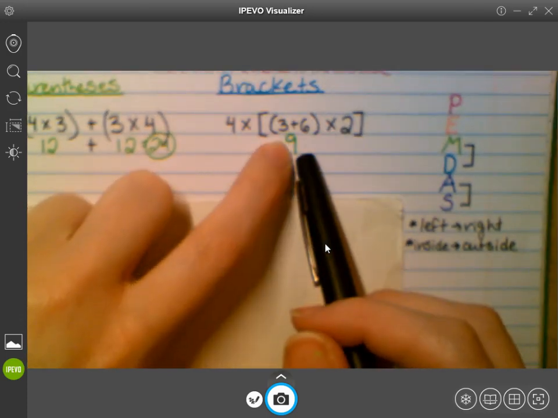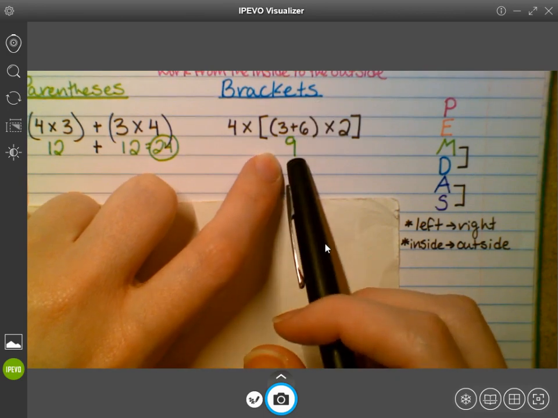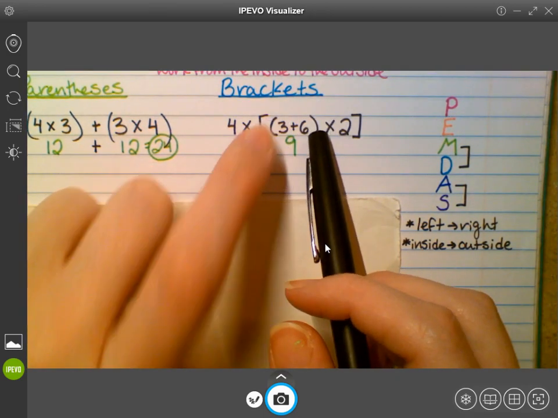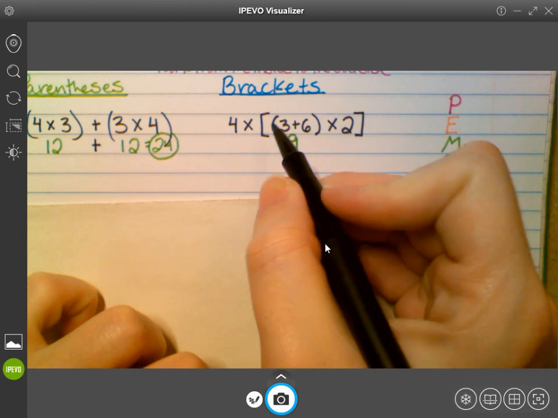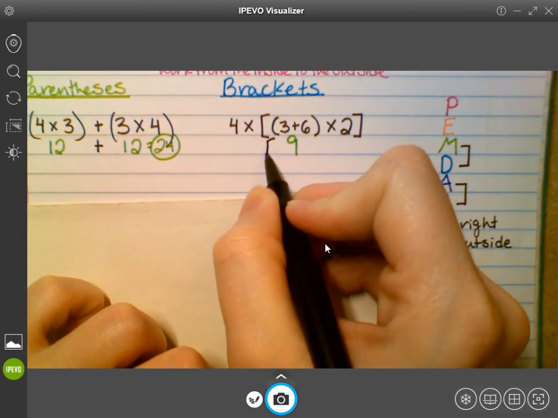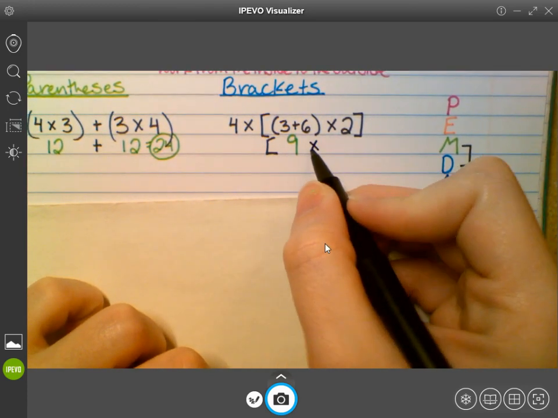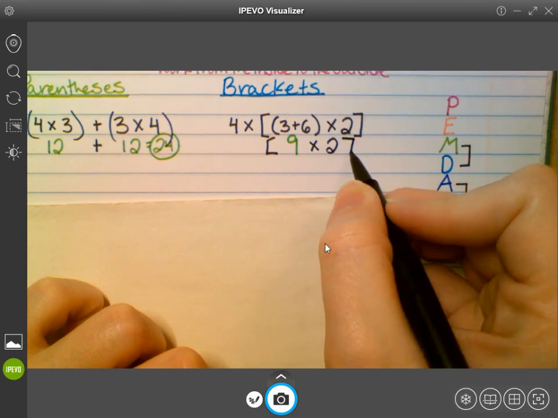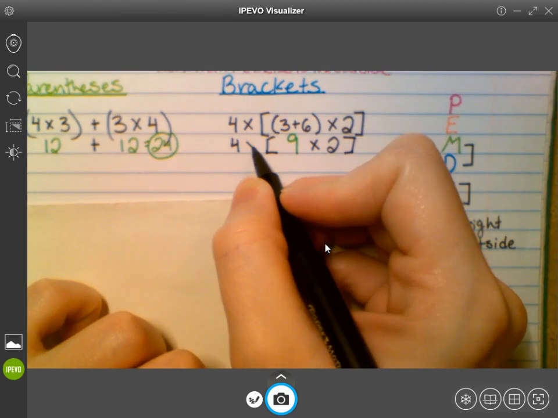Okay, so 5th grade, what I recommend doing, when you have solved, in this case, all the way in the parentheses, put the answer, and then you don't need to write the parentheses again, but you should be writing the brackets. So, bracket, and then times 2, bracket, and then I still have the 4 times.